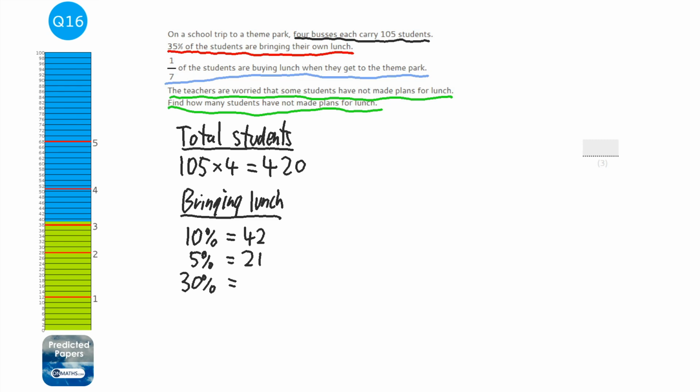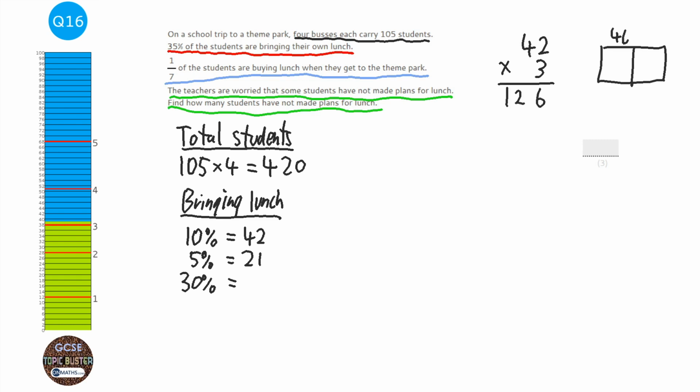And all we do is times the 10% by 3. And again, I could do a bit of working out for this. So 42 times by 3. And you can use any method you want. A lot of you probably prefer doing the grid, which is absolutely fine. So 40 and 2 and 3. Obviously, if it's on the calculator paper, you can obviously just use a calculator. But either way, you get 126. So it's going to be 126.